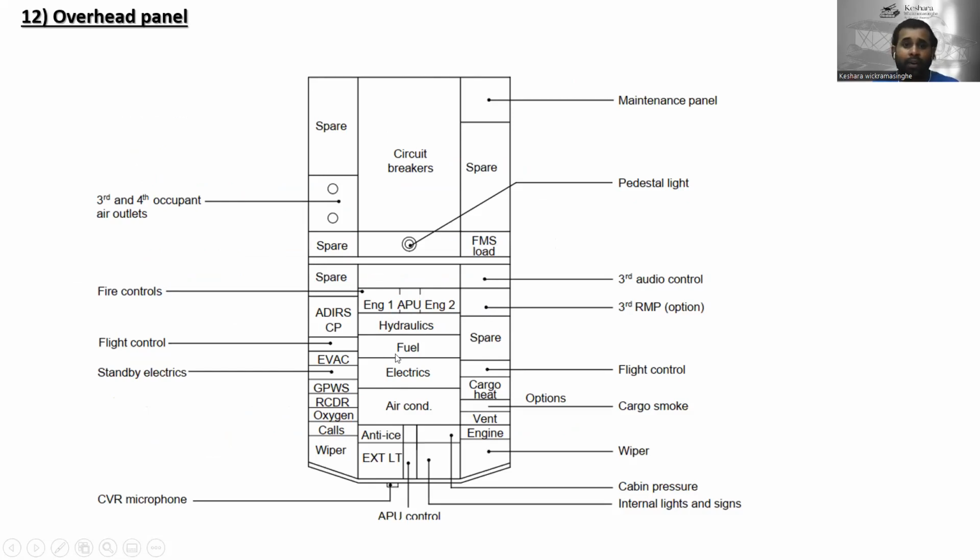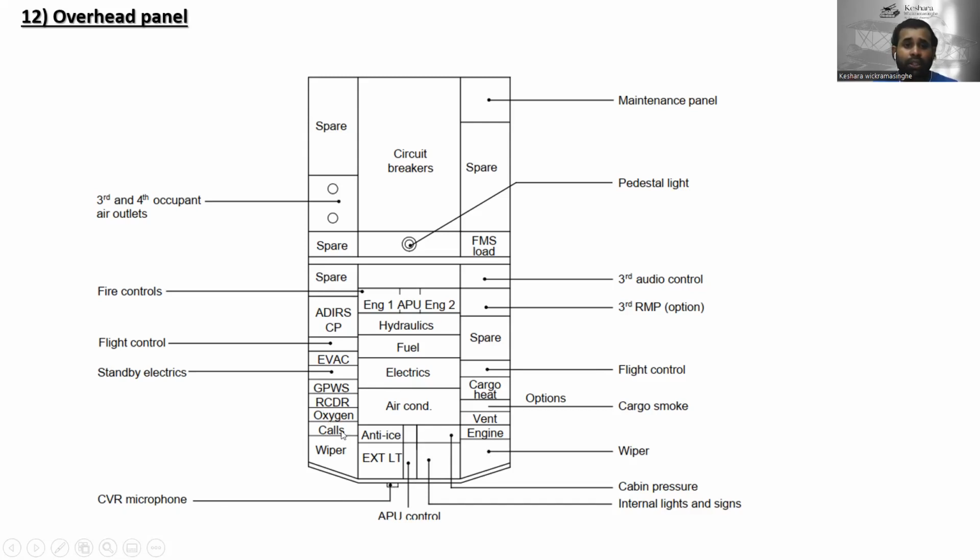And this is for hydraulic, fuel, electrics, air conditioning. Anti-ice is over there, external lights. This is the APU control over there. APU control buttons are situated over there, and this is for the internal light and signs. And this is for the cabin pressure over there, and this is for the wiper. Okay, this is the wiper for captain and first officer both, and this is the cockpit voice recorder microphone over there, and this is the ground proximity warning center.